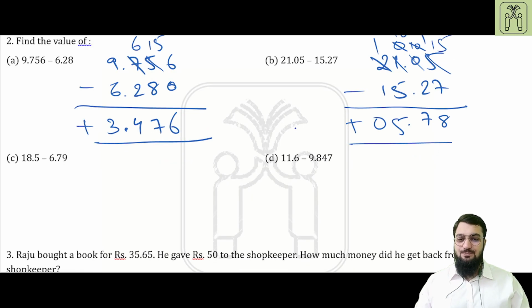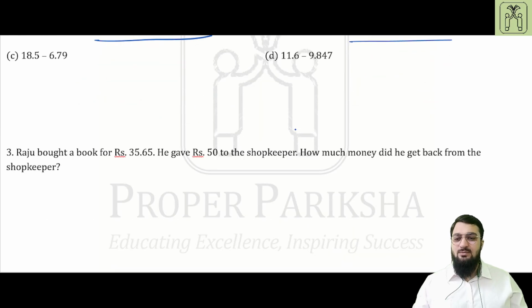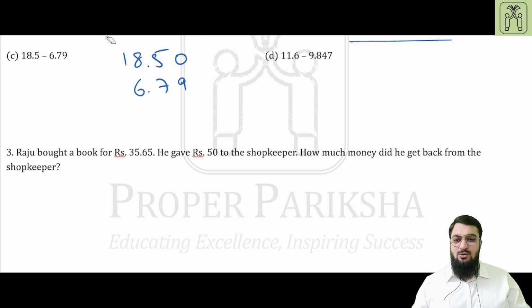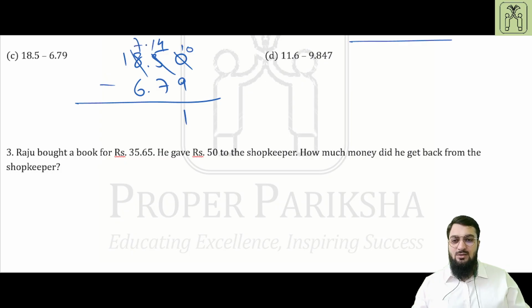Coming to part C, 18.5 minus 6.79. So 18.5 and 6.79. Since nothing is mentioned over here, we will just write a 0. After that, we will make a minus sign and subtract it. So 10 minus 9 will become 1, and this will become 4, and this 4 will become 14 by taking a 1 from here, and this will become 7. So 14 minus 7 will become 7, decimal point added, 7 minus 6 will become 1 and 1. So this will be the answer, 11.71.